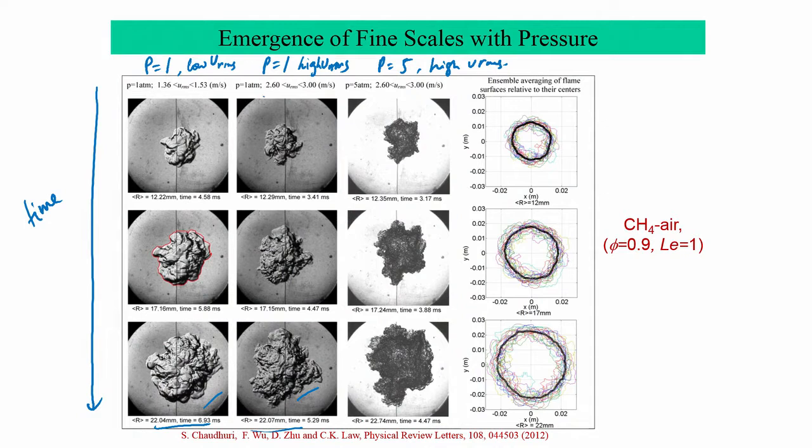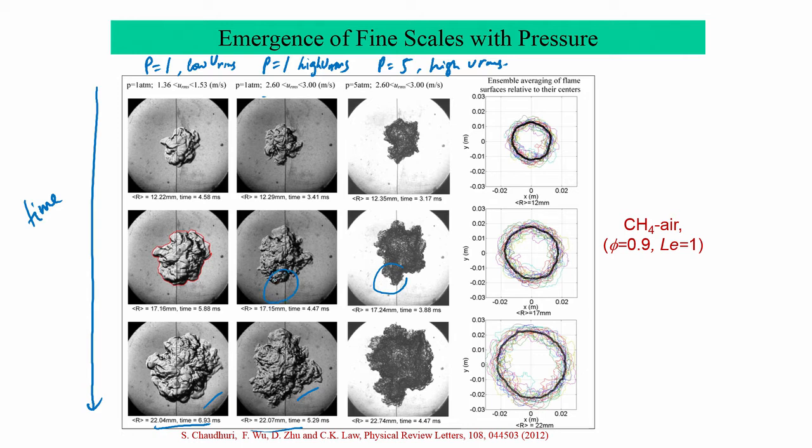Here it has reached 22 millimeter average radius at 6.93 milliseconds. Here it has reached the same radius at about 5.29 milliseconds. So, as you increase the URMS, the average propagation speed increases. Alright. In this case you see that as you have gone to 5 atmosphere and an even higher URMS, the structure of this flame is much smaller than what you have here.